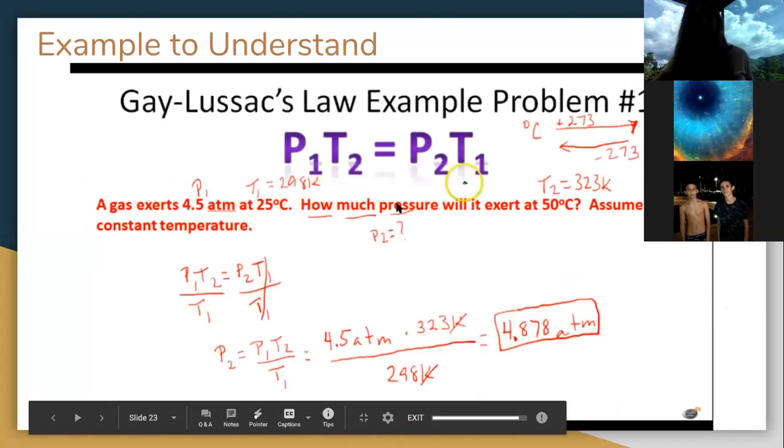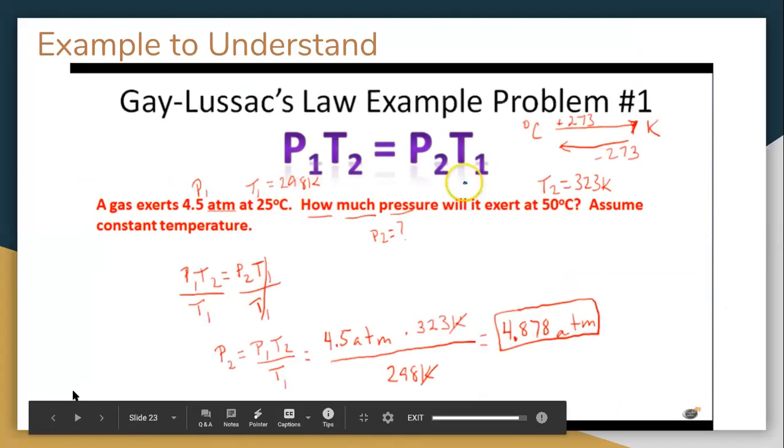So here's an example to understand. We can see how he uses the equation and the problem to get the result. He first finds each variable: the initial pressure of 4.5 atm, and the Celsius temperature that he has to convert to Kelvin by adding 273 to the original temperature. Then he inputs it into the equation and gets the pressure in atmospheres.